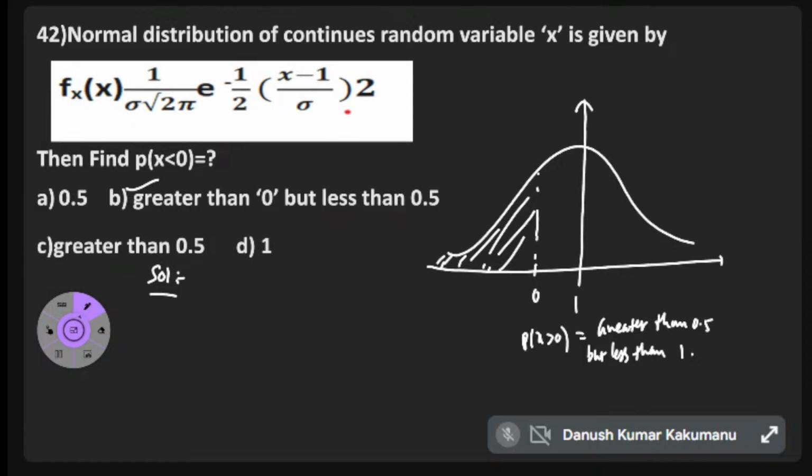Everybody understanding? No confusion in this question. See, we have not done any mathematics here. In normal distribution, how are we getting all the answers? 100% of the answers are from the graph. Clear? No confusion.